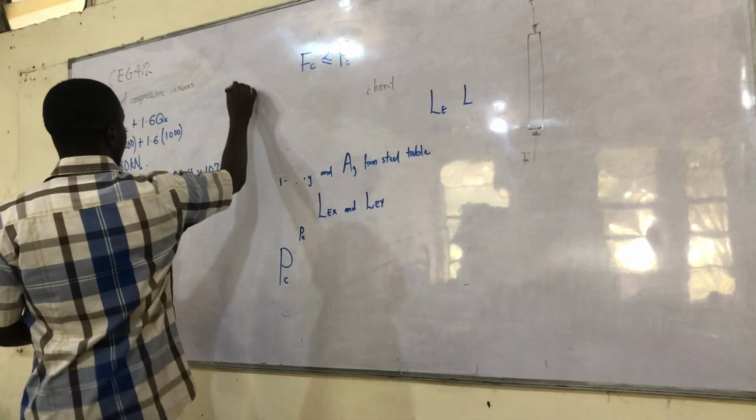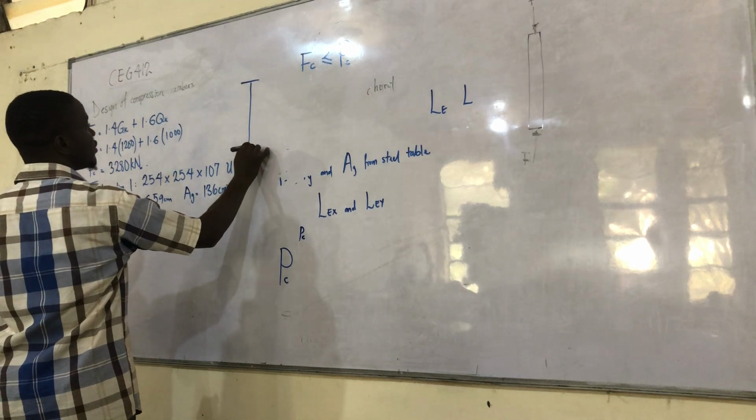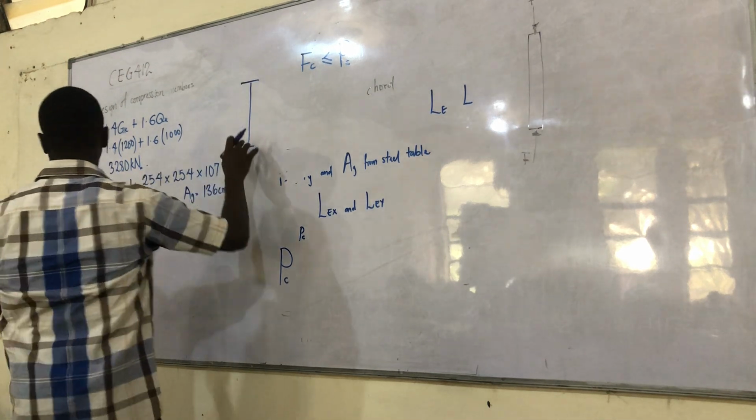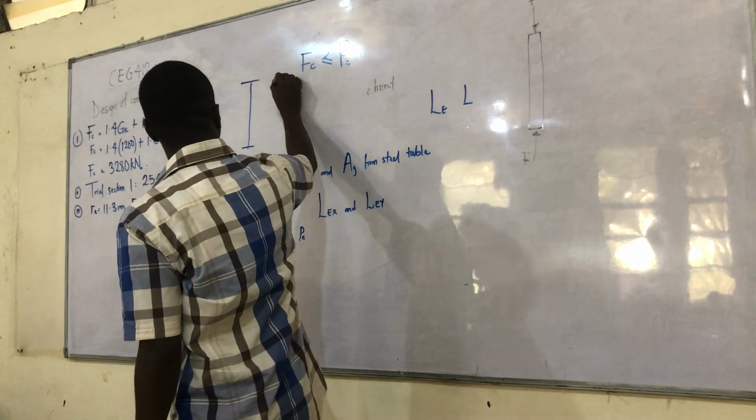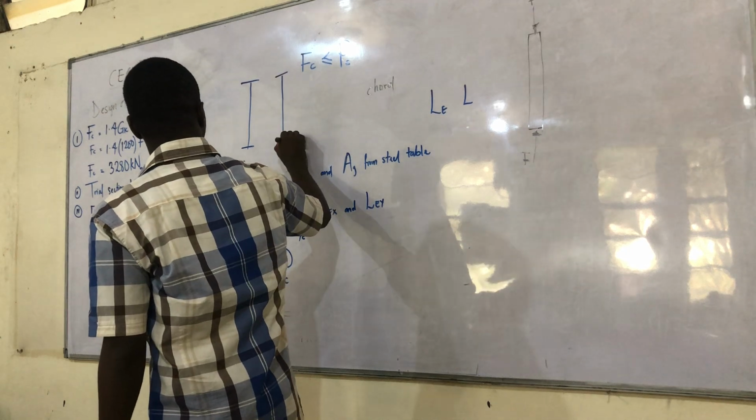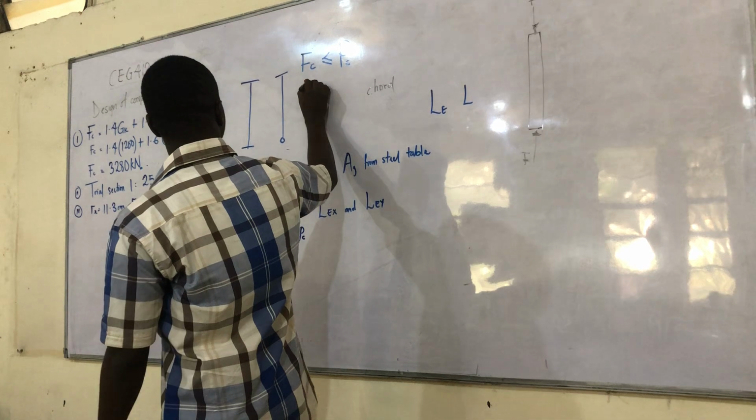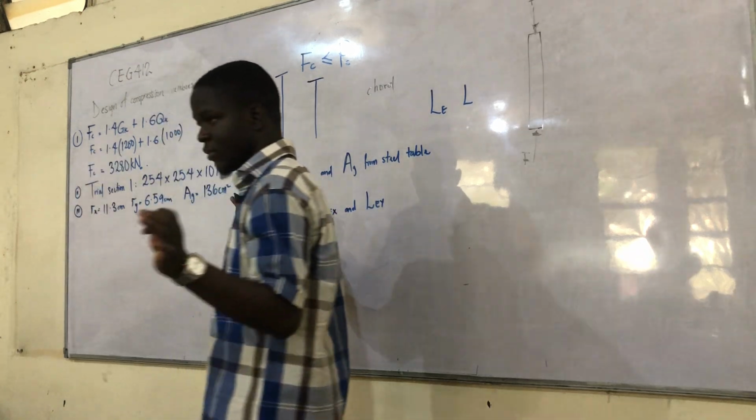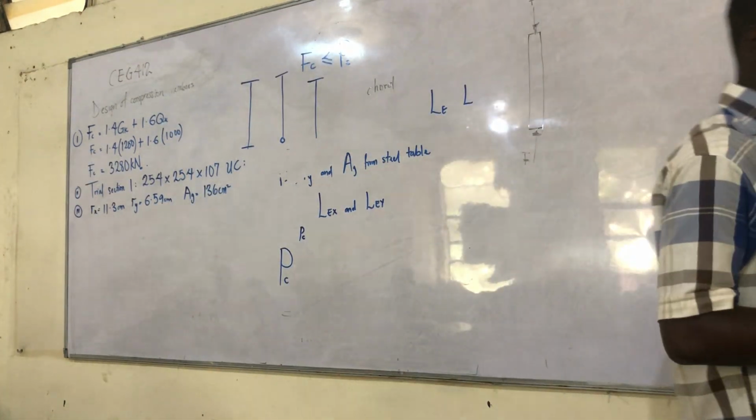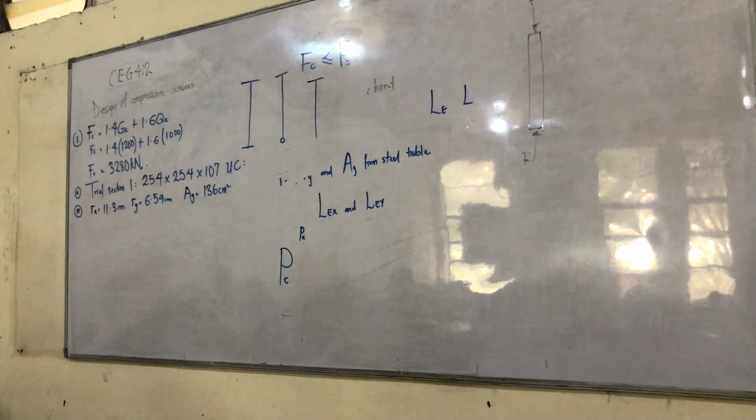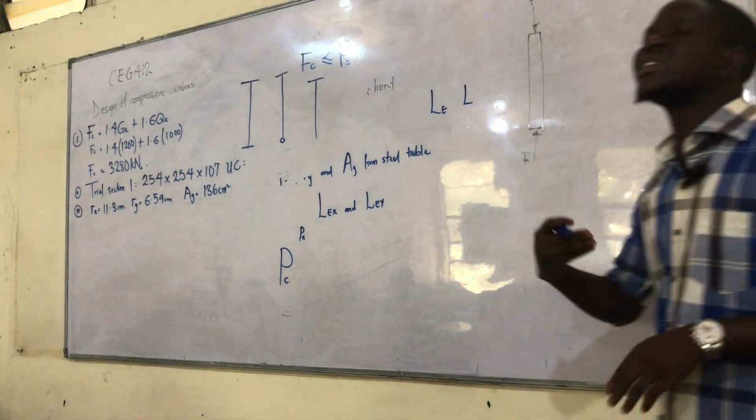The first one means what? This is a fixed at both ends column. The other one says what? The third one says what? Now the last one says not restrained in direction at either end. Means both ends are pinned.